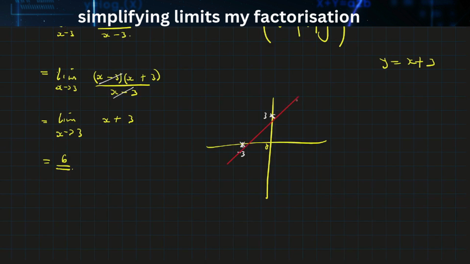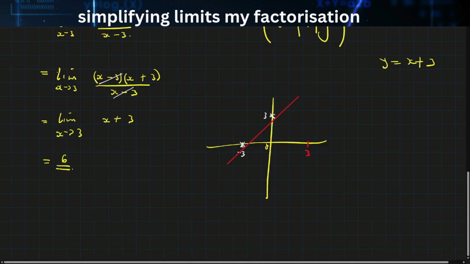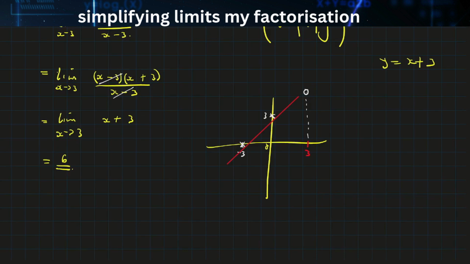But remember, with the limit, our x cannot be 3. So when x is 3, remember it's a straight line. When x is 3 here, what is happening up here on the graph? That's important. So there is a circle there. And after that point, our graph continues to go wherever it wants to go. That's how it behaves there.